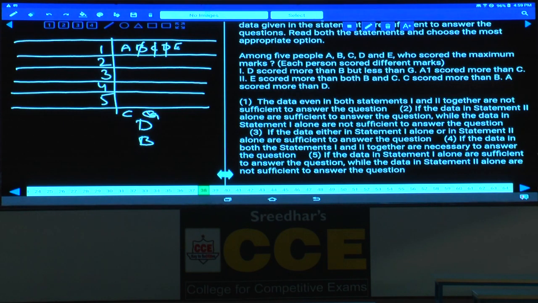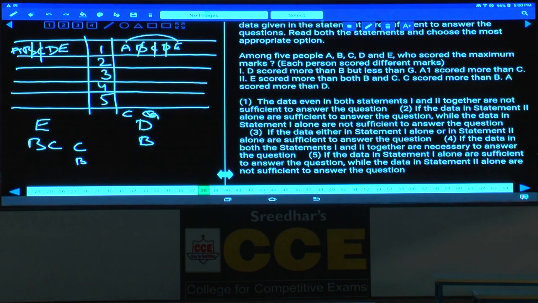And who can be the highest here? Either A or E can be the highest. Hence statement one alone is not sufficient because here we are getting 2 different possibilities. Then coming to the second one, E scored more than B and C. As E scored more than B and C, B and C cannot be at the first place because E is scoring more than these 2 persons. And C scored more than B.